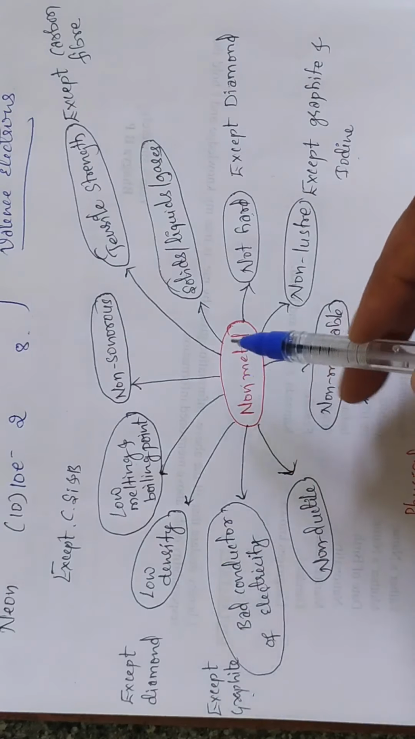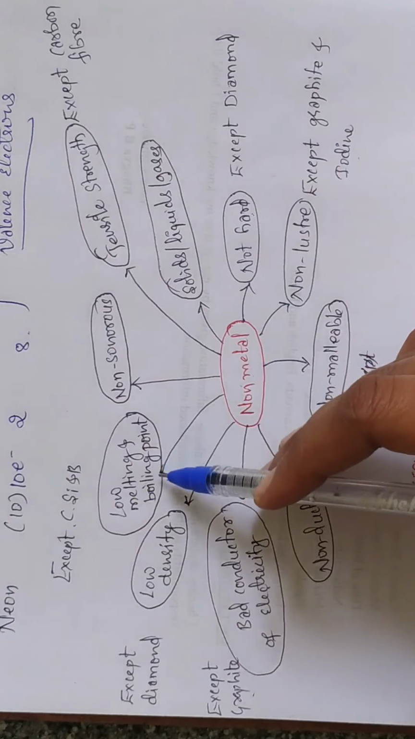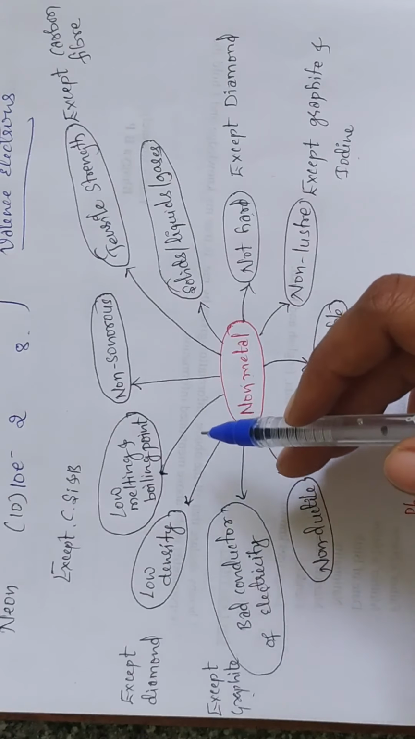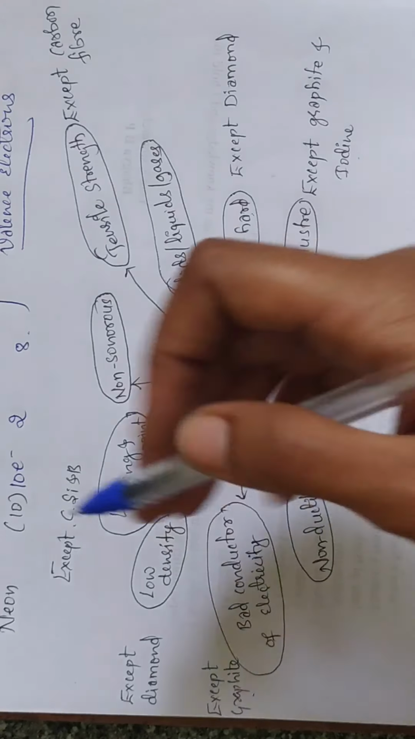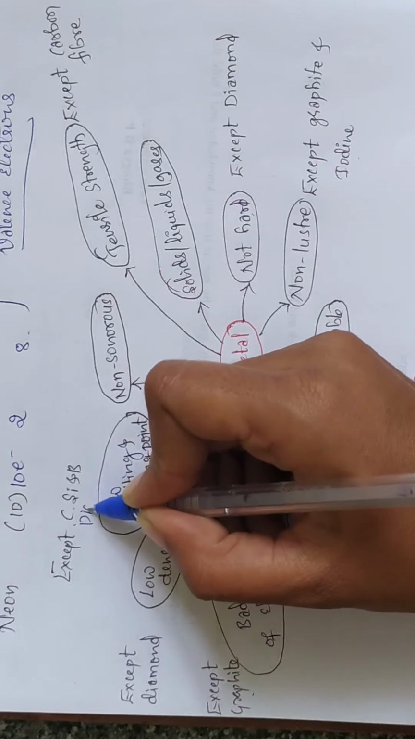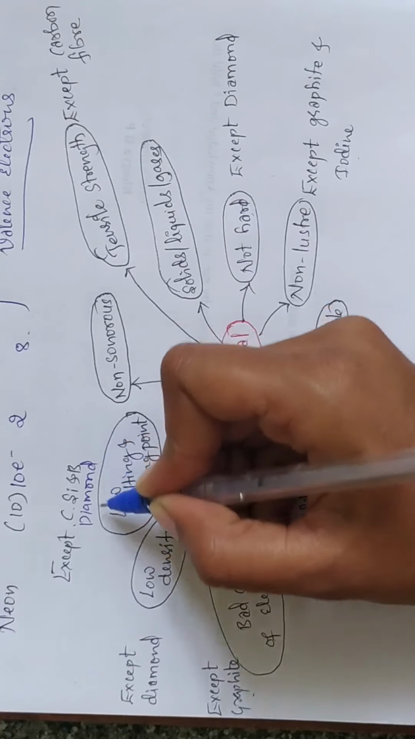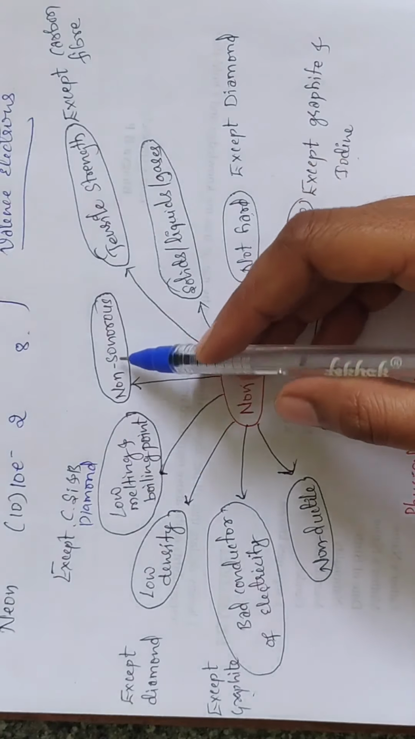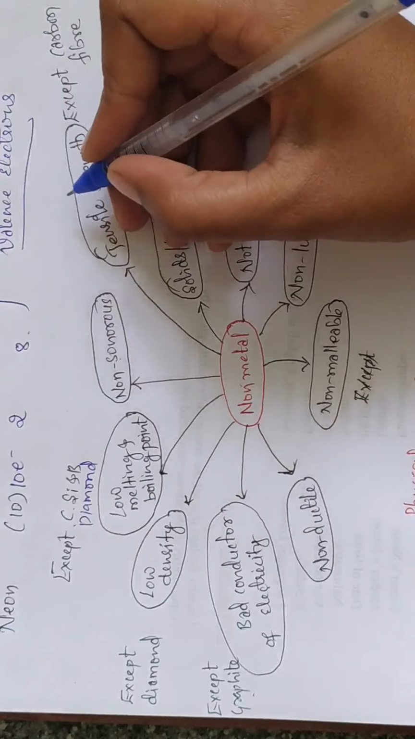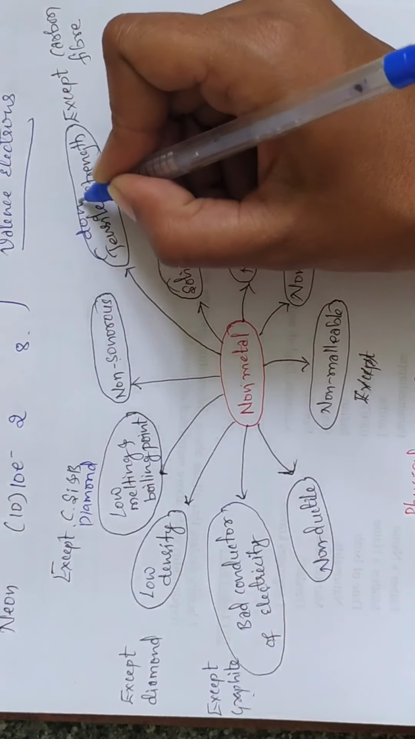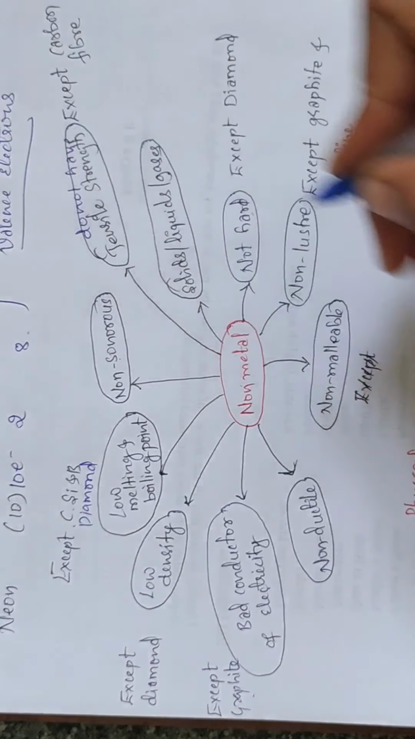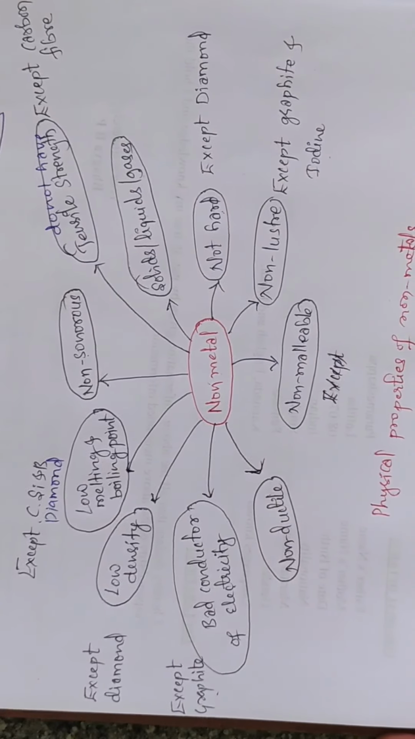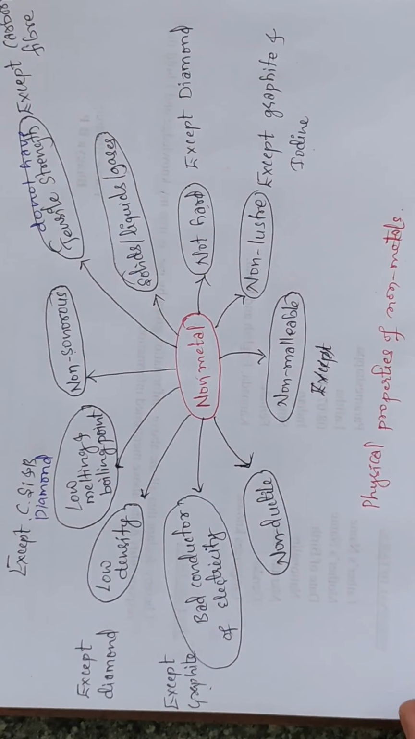These non-metals have low melting and boiling points except carbon, silicon and boron. Here the melting point of diamond is also high because diamond is an allotrope of carbon. And these non-metals are non-sonorous, and they do not have tensile strength except carbon fiber. So this is the mind map to remember the physical properties of non-metals.